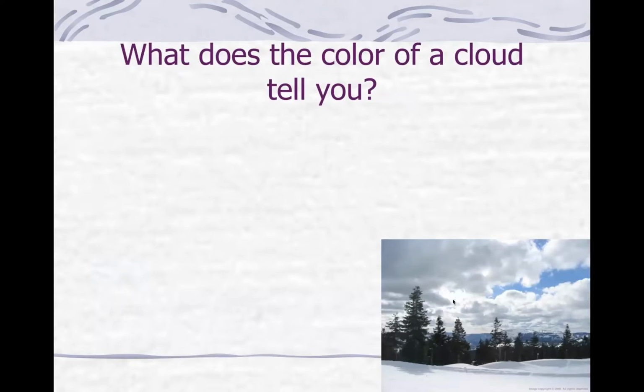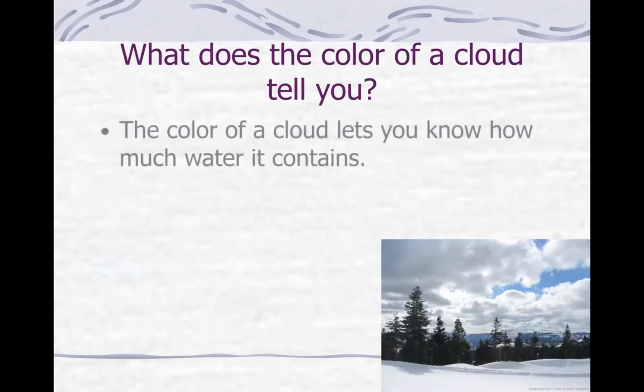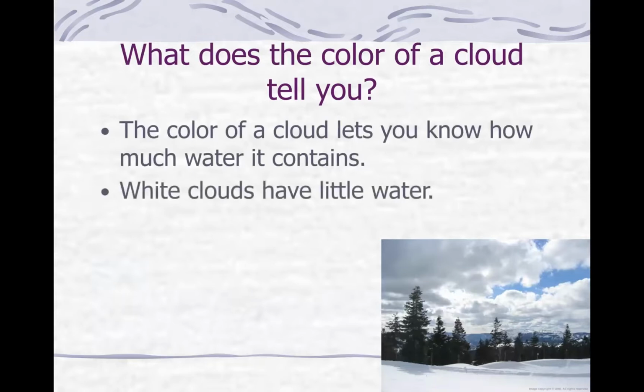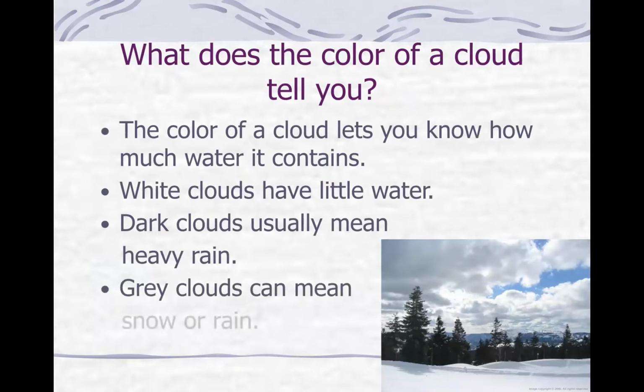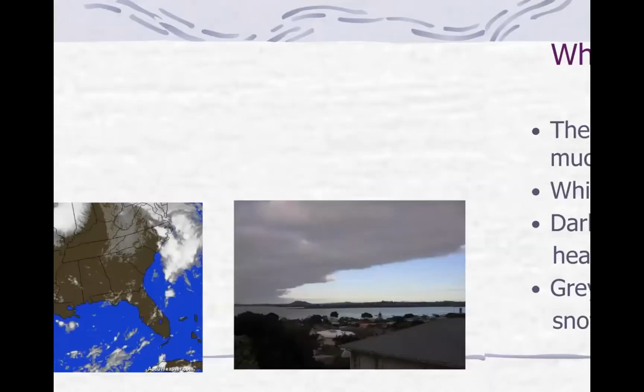What does the color of a cloud tell you? Well, that can tell you things too. The color of a cloud lets you know how much water it contains. White clouds have very little water. Dark clouds usually mean heavy rain, okay? Gray clouds can mean snow or rain. So you see, colors of clouds can mean something.